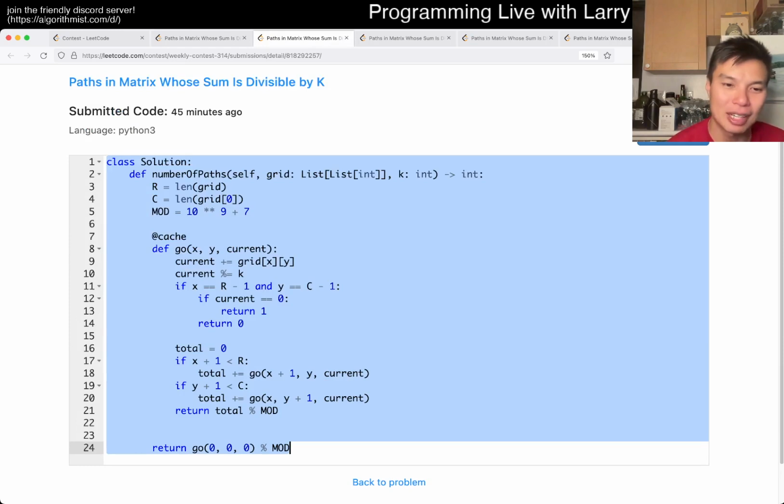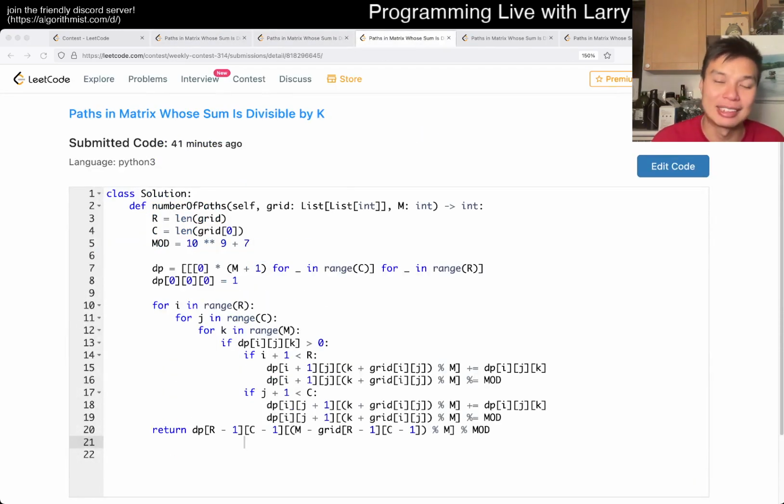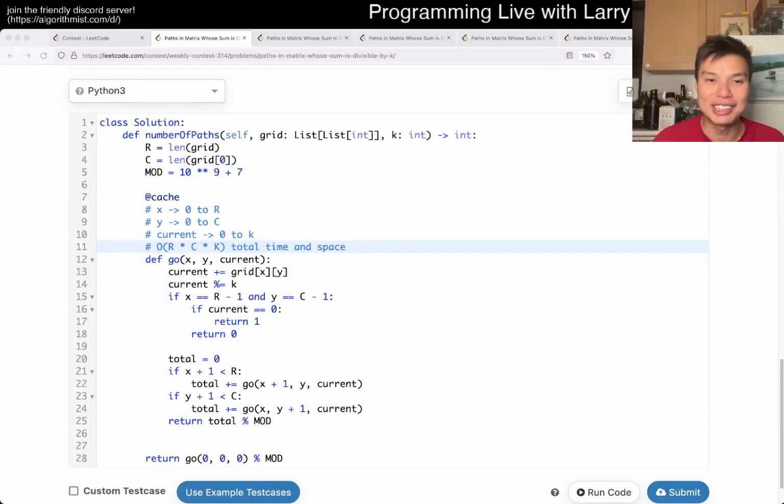I even tried to do it bottom up, and it's still time limit exceeded. This is not the bottom up code, but I even tried it. So yeah, that's all I have for this one. Let me know what you think. Let me know about your problems.